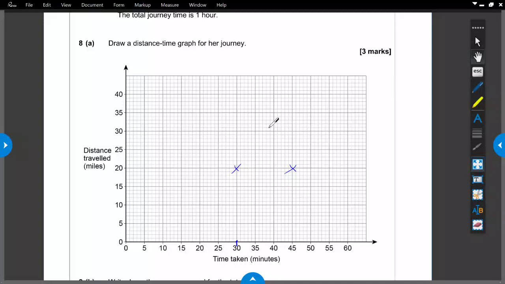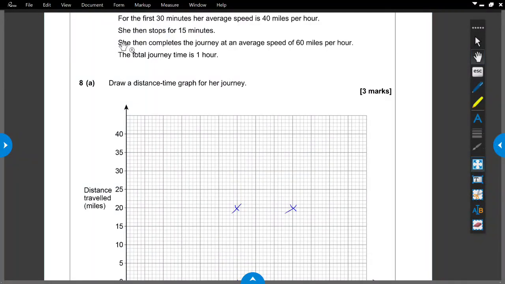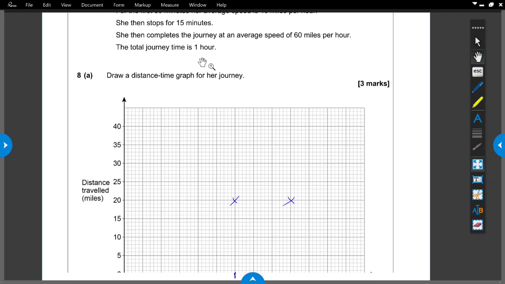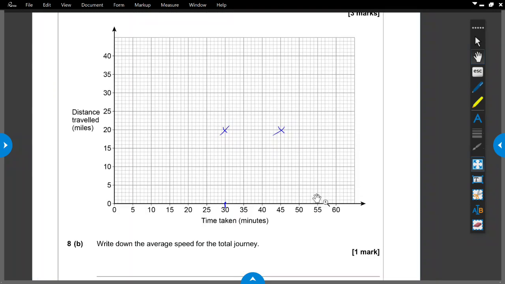And then finally, she goes average speed of 60 miles an hour for the rest of the journey. And we're talking the total journey is 1 hour or 60 minutes, that is. We look at the graph and we see we've got another 15 minutes to go.